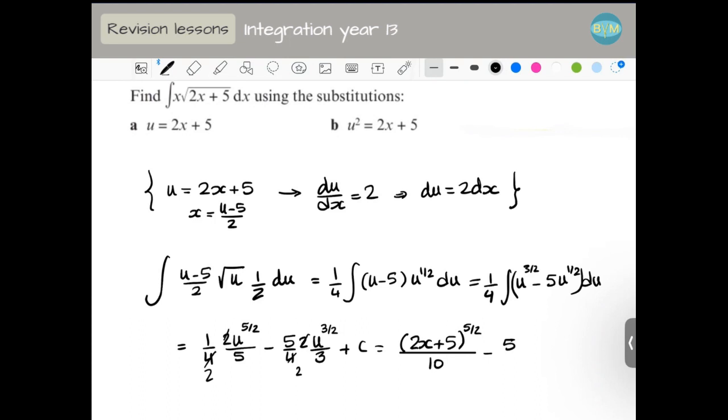2x plus 5 to the power of 3/2 divided by 6, plus c, that's the constant of integration. And you can leave it like this.